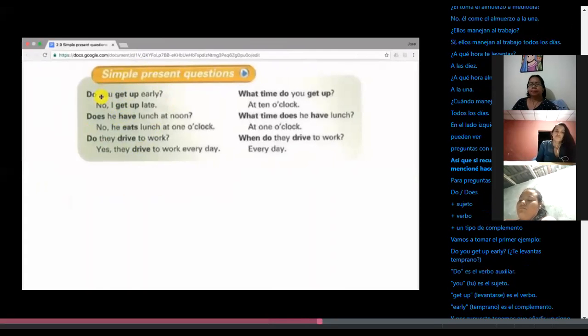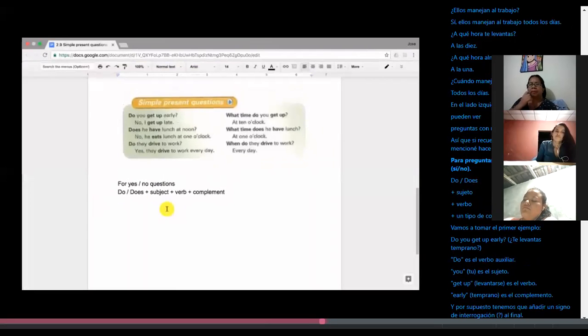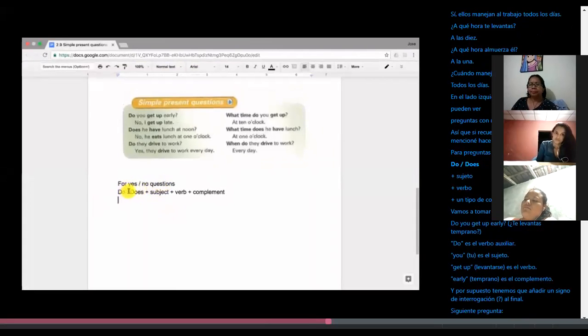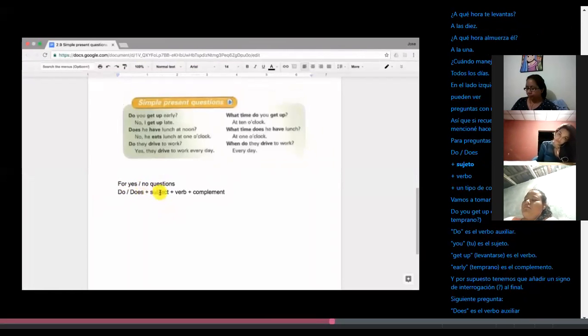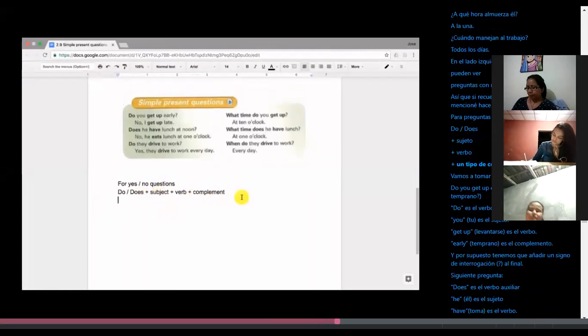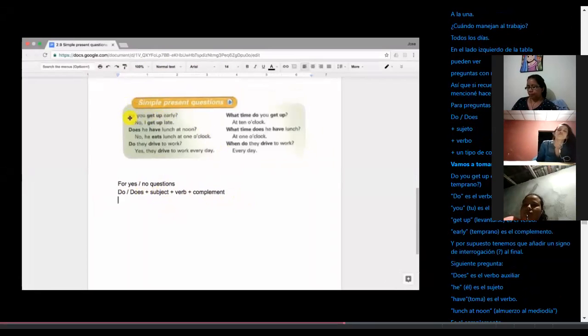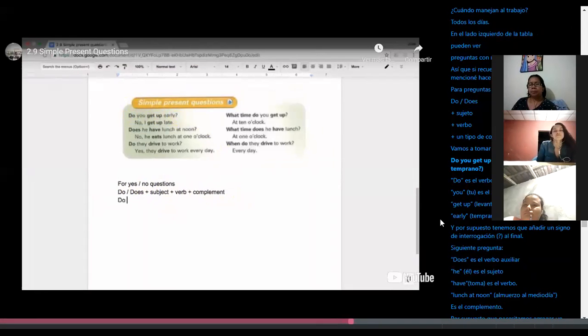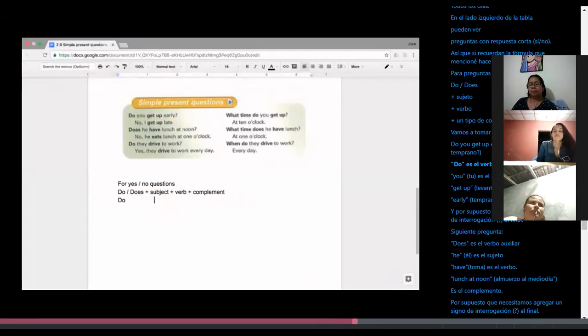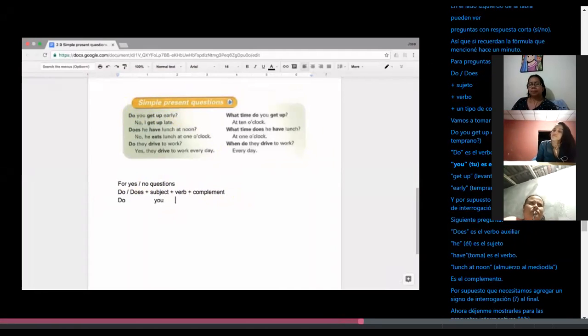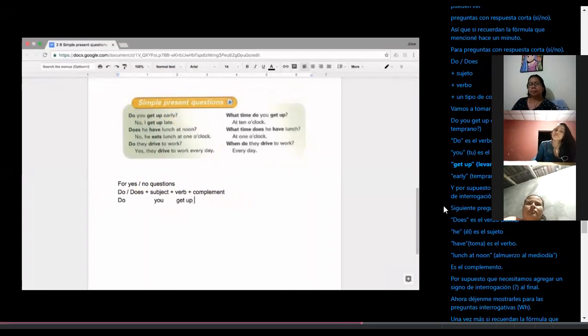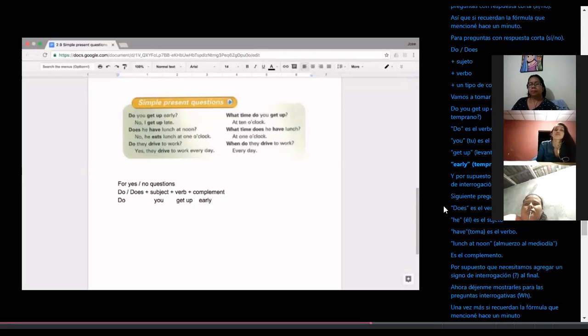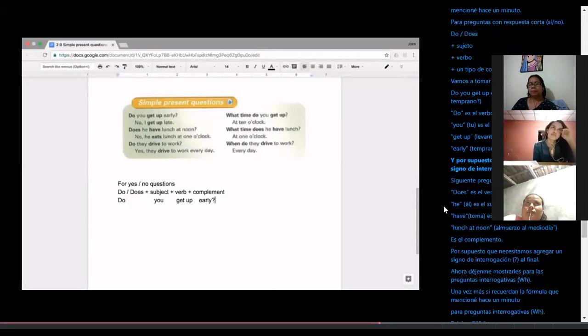So if you recall the formula that I mentioned a minute ago, for yes or no questions: do or does, plus the subject, plus some kind of verb, plus a complement. We're going to take the first example. Do you get up early? Do is the auxiliary verb. You is the subject. Get up is the verb. And early is the complement. And of course, we need to add a question mark at the end.